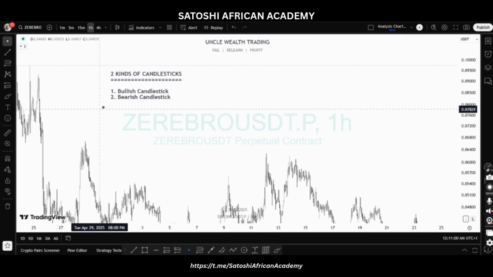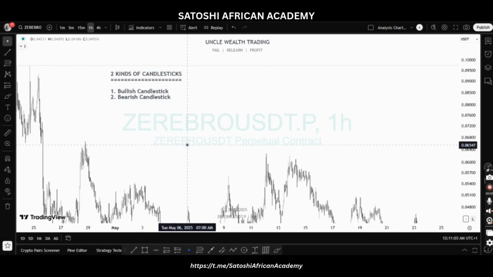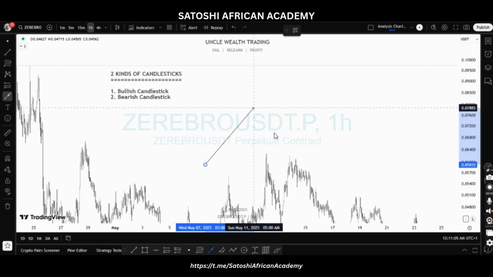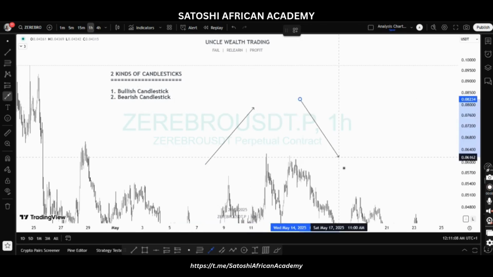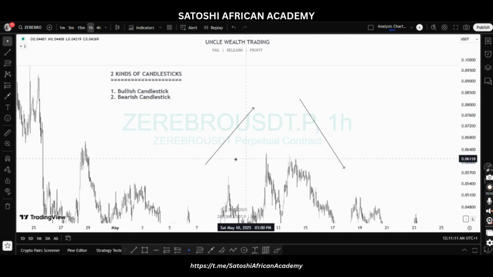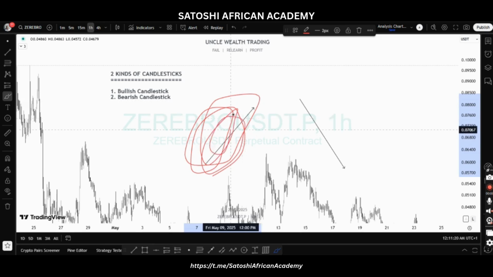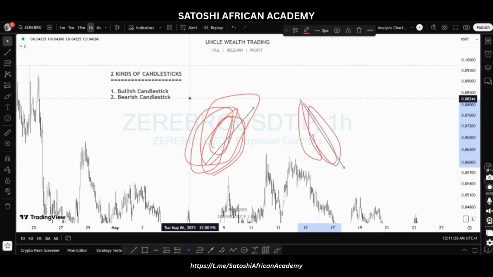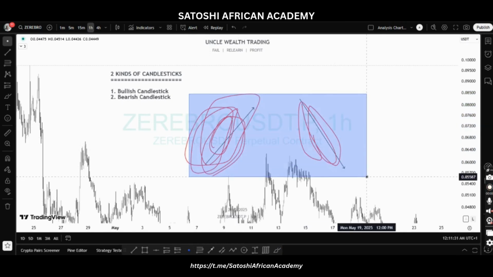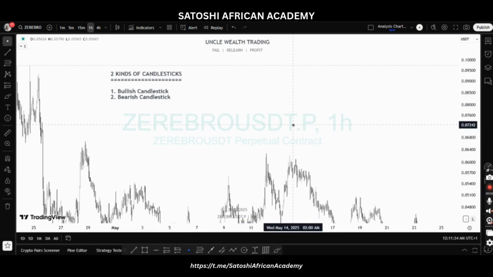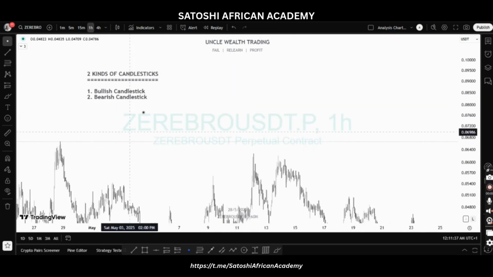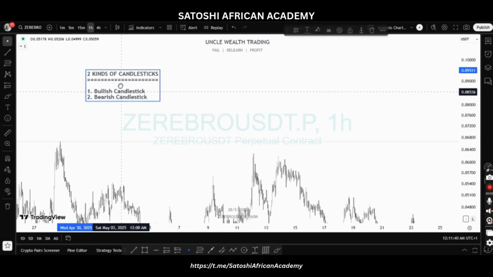So when we say that price is bullish, we're simply saying that price is going up, and when we say price is bearish, it means that price is going down. So a bullish candlestick will be associated with a price action that is going upwards, while a bearish candlestick will be associated with a price action that is going downwards. So how do we identify a candlestick that is bullish or bearish? Well, there's a way to know that.